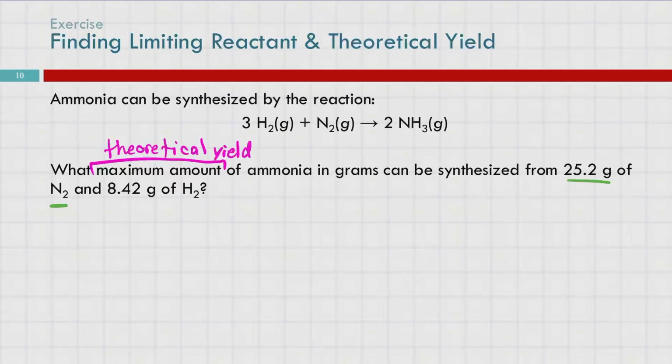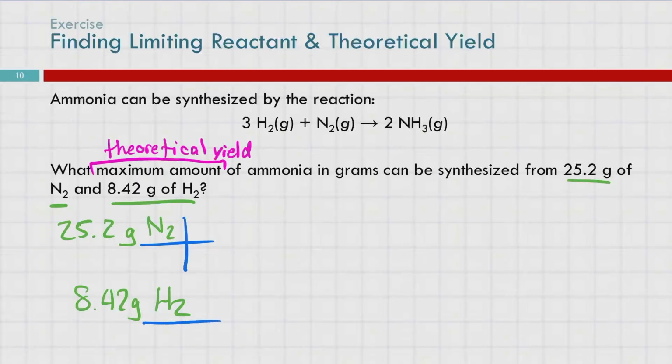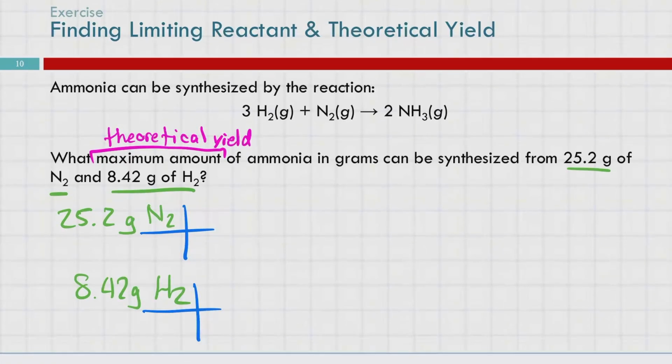The way we're starting these is just like we've started the other ones before. 25.2 grams N2, 8.42 grams H2. To be able to do stoichiometry, we need to be in moles, so we have to convert these from grams to moles. So we're going to divide by their molar masses. About 28 grams per mole and about 2 grams per mole.